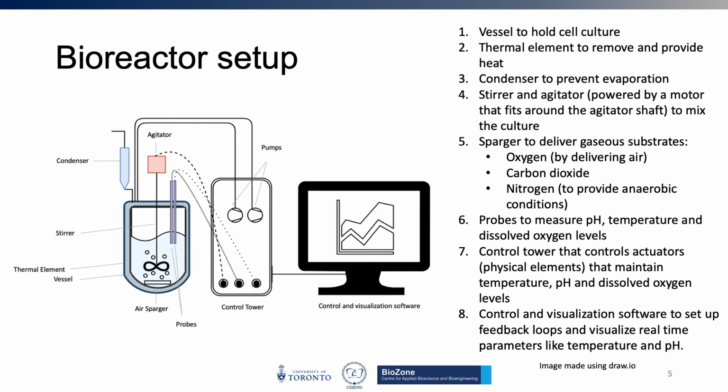You have probes to measure pH, temperature, and dissolved oxygen levels in real time. And you also have a control tower that controls actuators, which are physical elements that maintain temperature, pH, and dissolved oxygen levels. Finally, you have a computer loaded with control and visualization software that you can use to set up feedback control loops and visualize real-time parameters like temperature and pH.